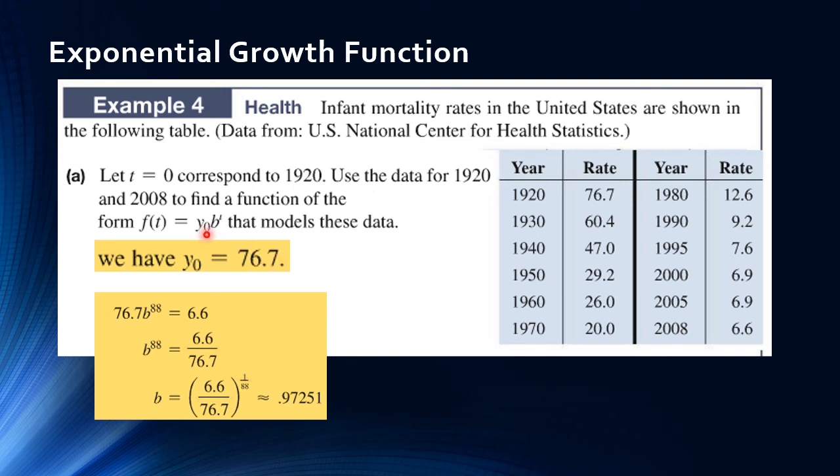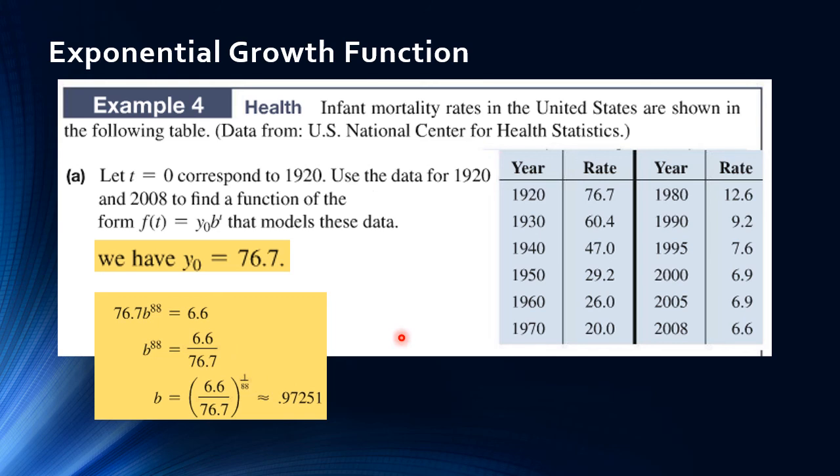So again, 76.7 is our y sub 0 times b to the t, and again in 2008, t is going to be equal to 88, and this equals 6.6. We first divide both sides by 76.7 to get b to the 88, and then raise the right side. Make sure you put that whole fraction in a parenthesis, raise it to that power with that little tent guy on your calculator above the divide key, and make sure you put the exponent 1 over 88 in parentheses as well before you hit enter.